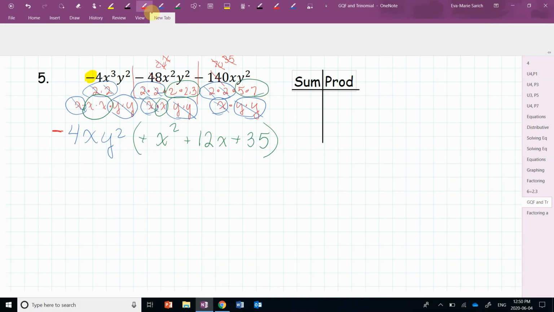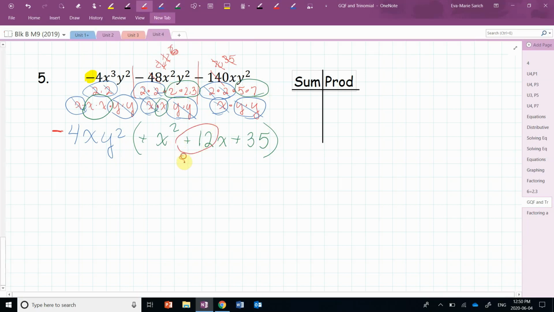So now, this is our sum, and this is our product. Okay, so I'll put those here. Product is positive 35, and the sum is positive 12. Okay, so how do we break down 35? Well, simple one, 1 times 35. When we add those, we get 36. That's not right. Another way to get 35 is 7 times 5. When you add 7 and 5, what do you get? 12. Worked out. Those are our numbers.